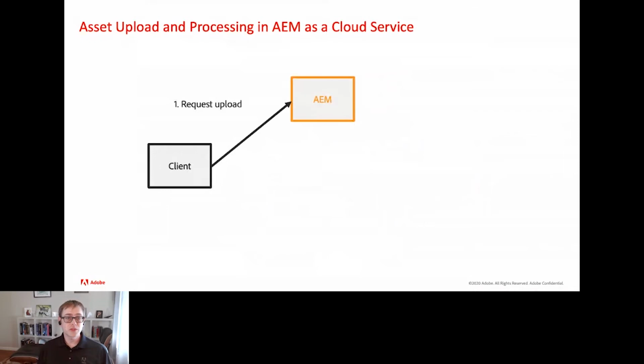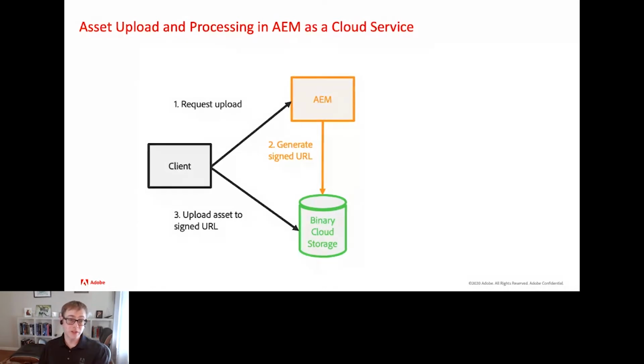In the cloud, we start by requesting an upload. The client requests an upload from AEM just as it would otherwise, except it's not actually sending the asset here. It's just requesting an upload. The AEM then reaches out to the binary cloud storage provider and generates a pre-signed URL that it returns to the client. The client then uploads the binary directly to that URL.